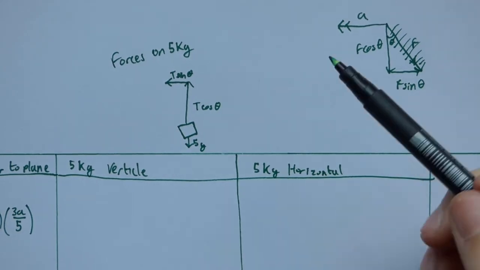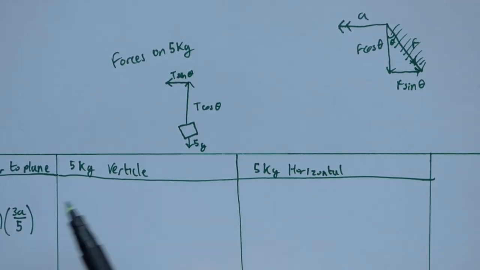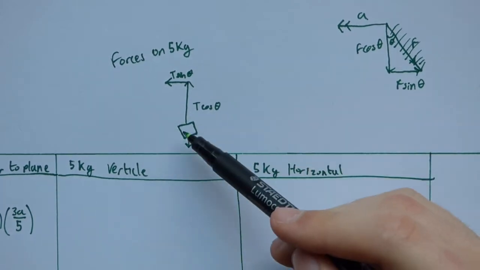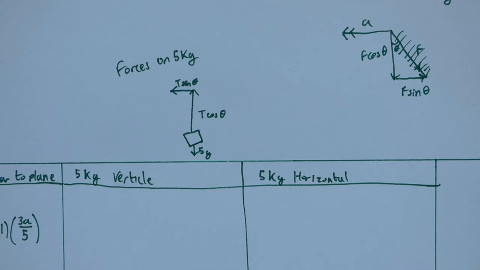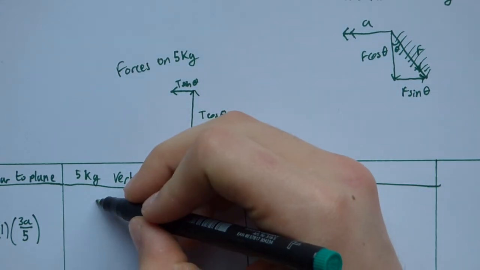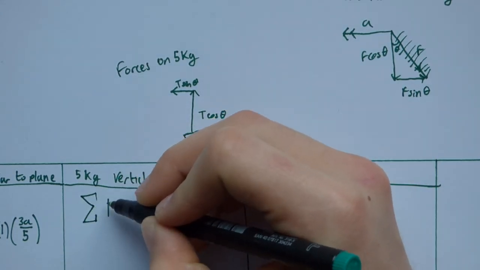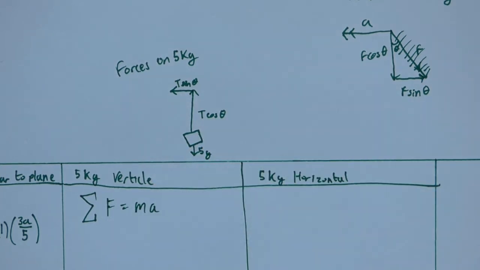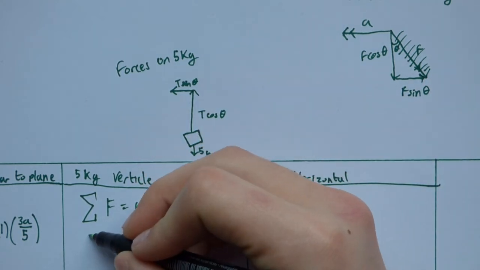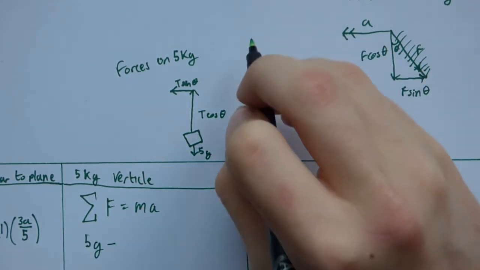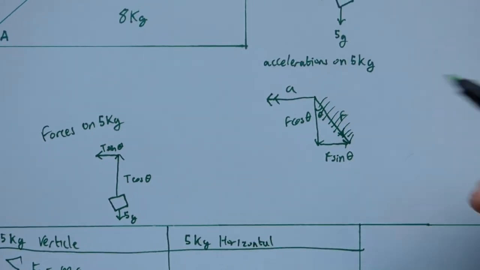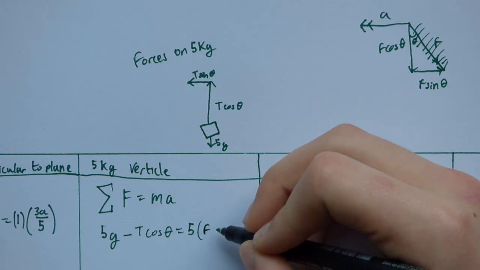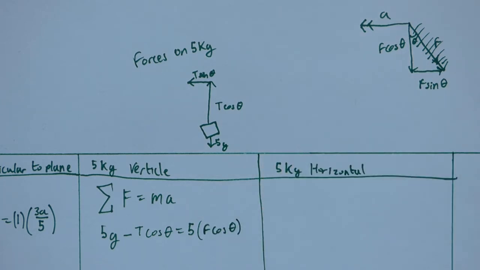So then we do the same for our 5 kilogram mass. We just draw out the forces and we have our accelerations there from earlier. So yeah, just pointing it all out again. So you've got the sum of forces is equal to ma. So if we go for the vertical, the force pulling it down is 5g. The force pulling it back up is T cos theta, as we found earlier. And because it's accelerating downwards, you've got mass times acceleration, so 5 times F cos theta.